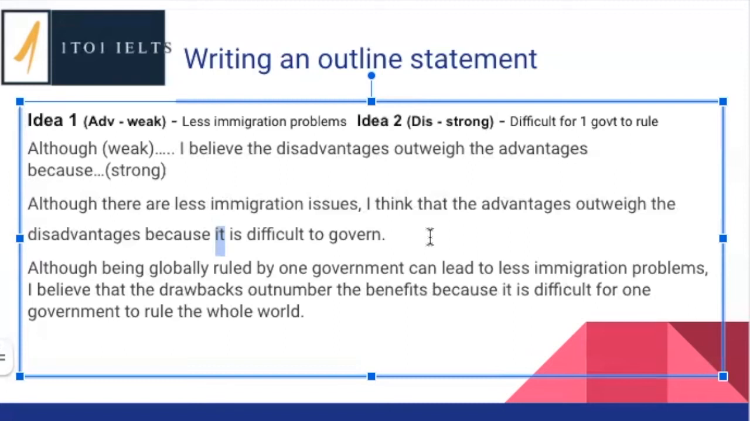That's a clause. What thing gets governed? A government governs a... Are we talking about the world? There we go. Got there eventually. Nations. Okay, countries. So we are saying that it's difficult to rule individual countries. But at the moment, this is incredibly vague. Although there are less immigration issues. For what?